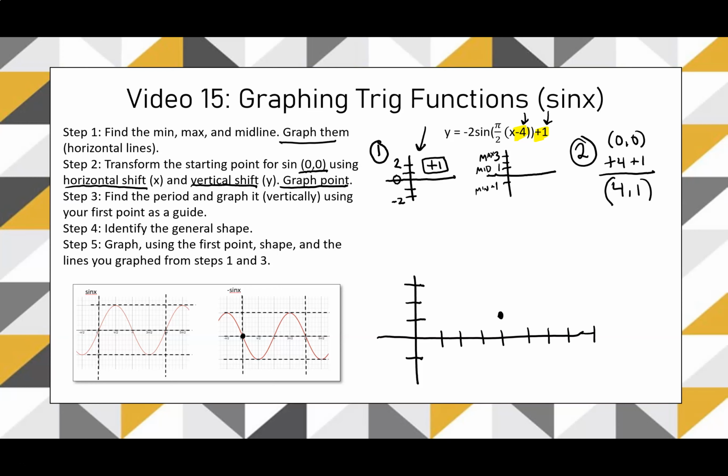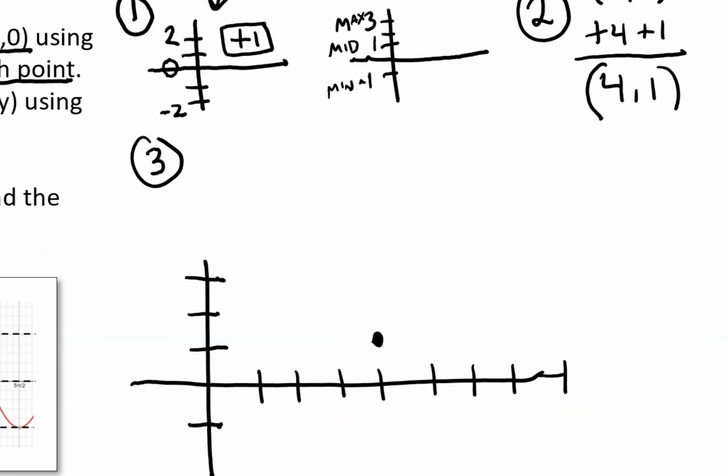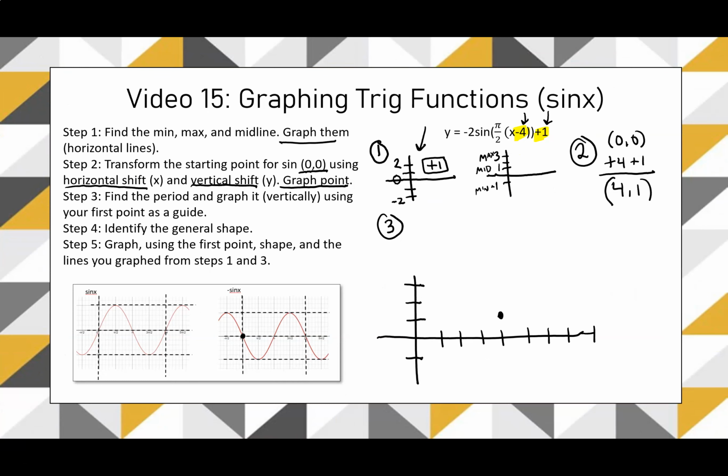All right, step 3 now. Step 3 is to find the period. You know what? I just realized I forgot to graph my min, my max, and my midline. So I'm just going to go back. That comes from right here. So my apologies there. To do that, I'm just going to have my dotted line here, and then at -1, I'm also going to have my dotted line. That's my min. And then my midline is going to be at, you can see, 1. And that really makes sense, right, that it goes through our first point. That's how it should be. All right, sorry about that.